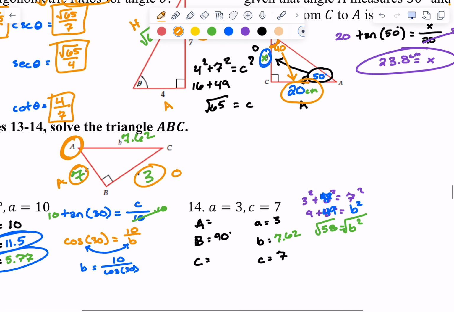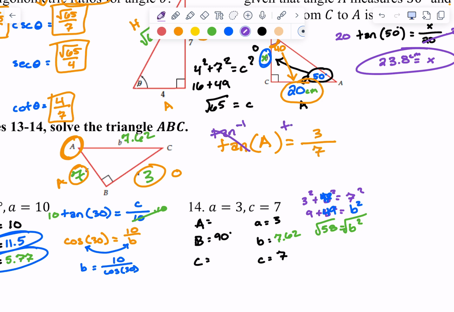Okay, now, tangent of what? Capital A. We don't know what that is, right? And is it 3 over 7 or 7 over 3? 3 over 7. Opposite over adjacent. Okay, now I'm going to do the inverse tangent to get it to go away. So inverse tangent of 3 over 7, and capital A is 23.2. Okay, then what?